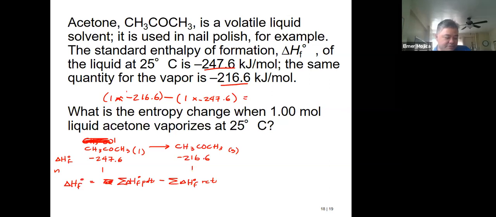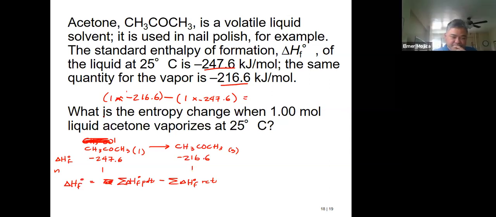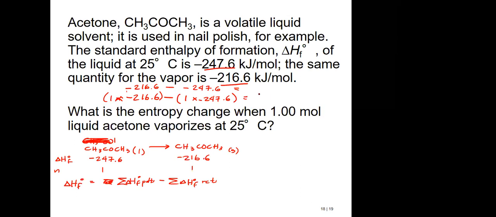Anyone? What's the number that you will get? 464.2. Is it 464.2? If we were going to do it, this will become what? Negative 216.6 minus negative 247.6. So that will give you 31. I get 31. Yeah.